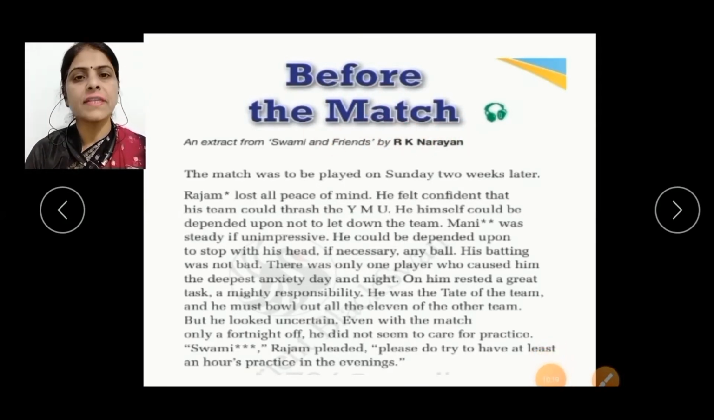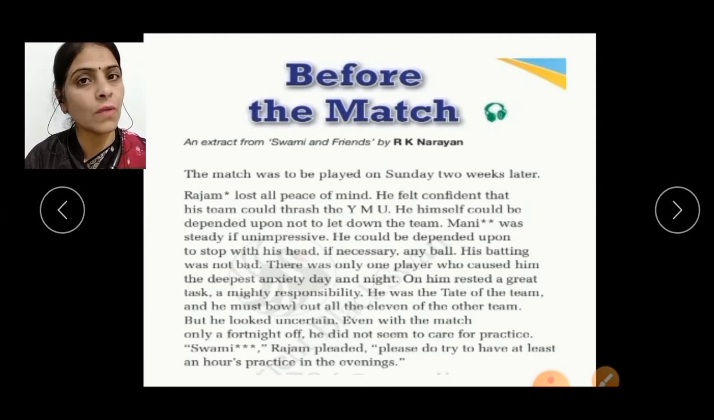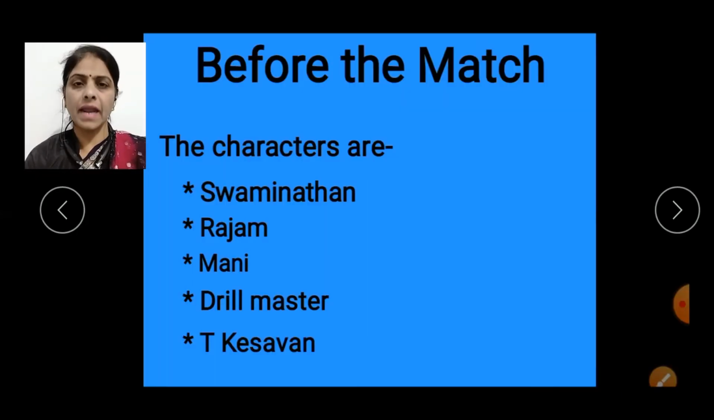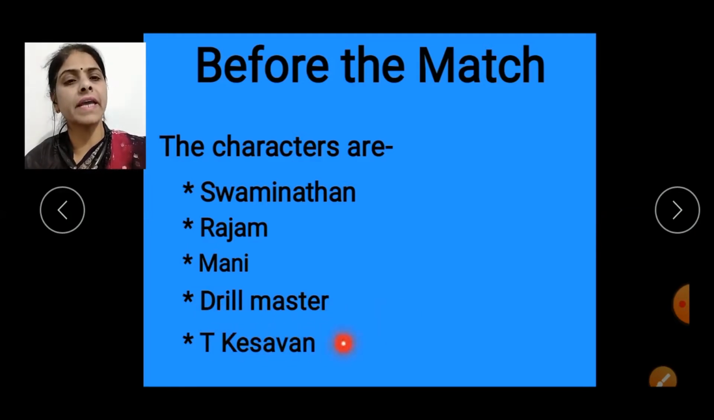Now dear students, please open page number 48 of your English literature book and keep a pencil with you to underline the new words. Before I start the reading of the first para, let me introduce the characters of the story. The characters are Swaminathan, Rajam, Mani, Drill Master and T. Keswan. The central character of the story is Swaminathan, who is a 10 years old boy, lived in a fictional town Malgudi.